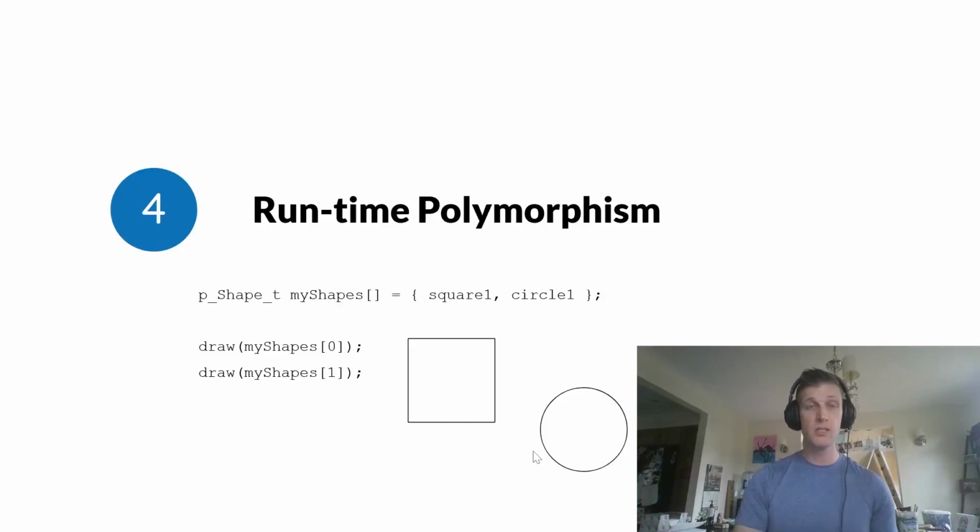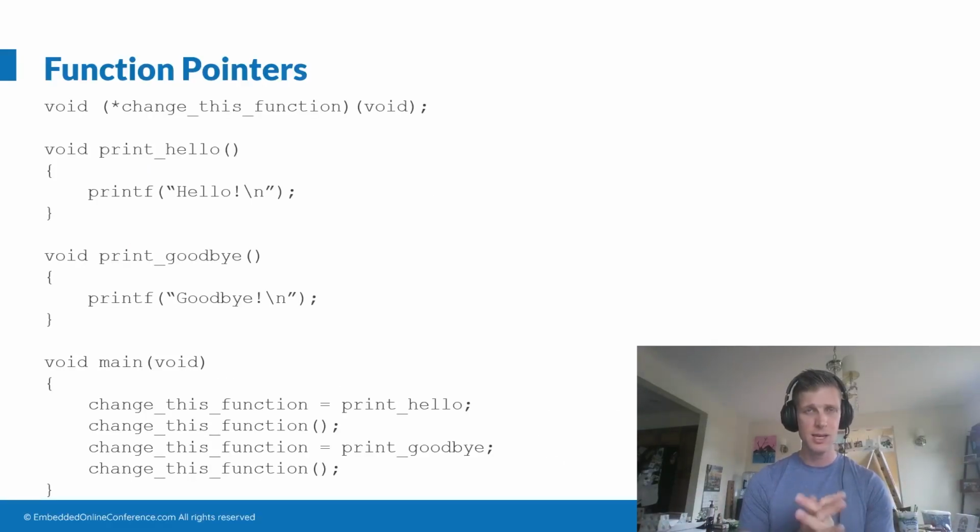Okay, let's talk about runtime polymorphism. This is a big one. It's really neat, but it's also very complicated. The goal here is to be able to call a function on two different objects and have them do different things. So I'm going to start by saying this hinges on this idea of function pointers.